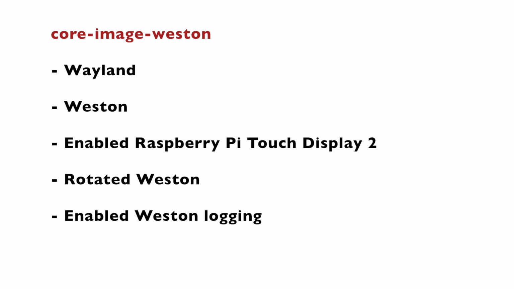So, as a conclusion, we can summarize that in this video tutorial we explored core-image-weston, which brings the Wayland display protocol and the reference Wayland compositor implementation called Weston. We modified local.conf to apply a change at build time to config.txt, which enables the Raspberry Pi touch display too. However, this display by default works in portrait mode, so after that at runtime I've showed you how to rotate Weston to landscape mode. Finally, we also explored how to enable and use Weston logging.